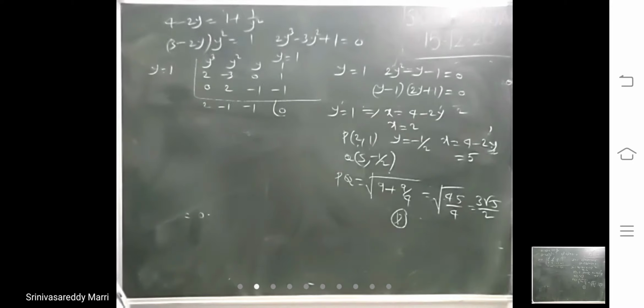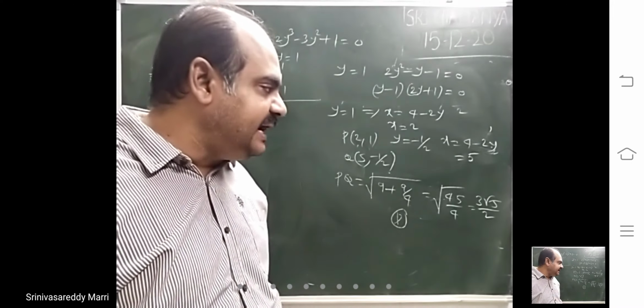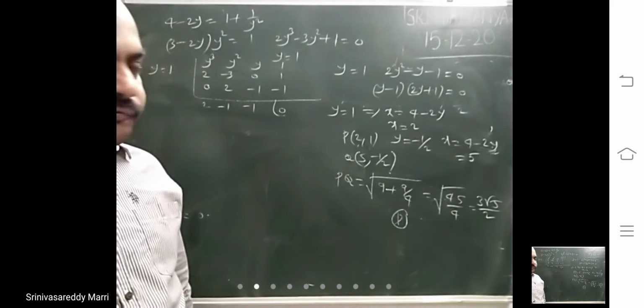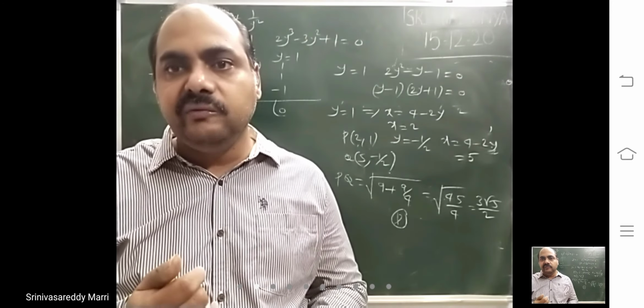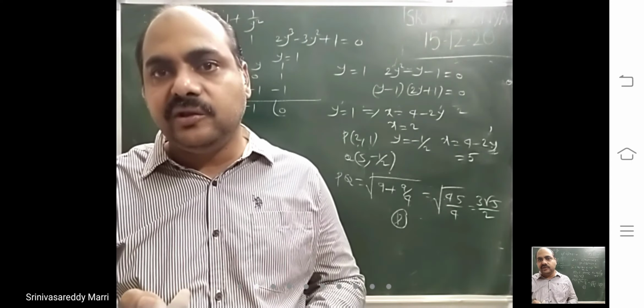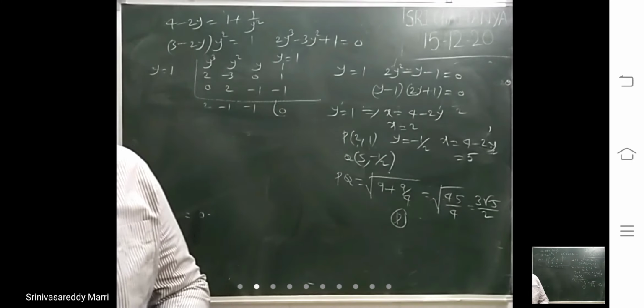Like that, whenever the tangent at a point P meets the curve at Q, first find the tangent at P and then for point Q, solve that line and the curve. Then you will get point Q where it meets again.